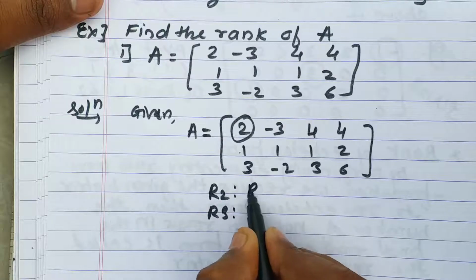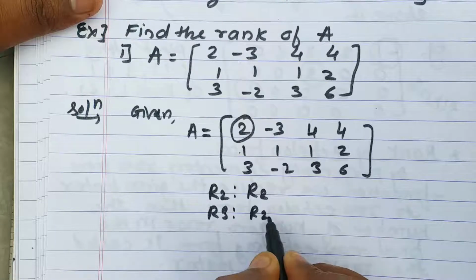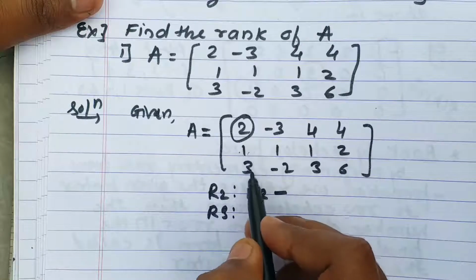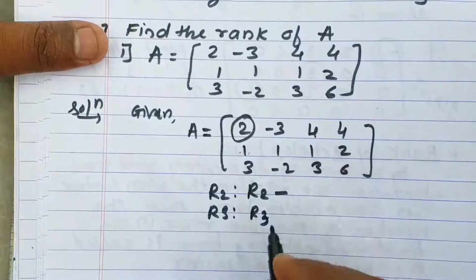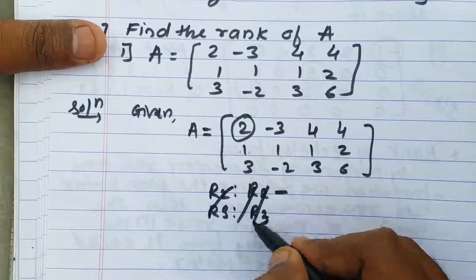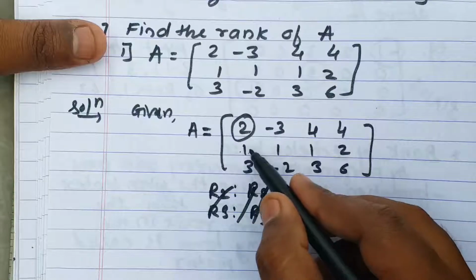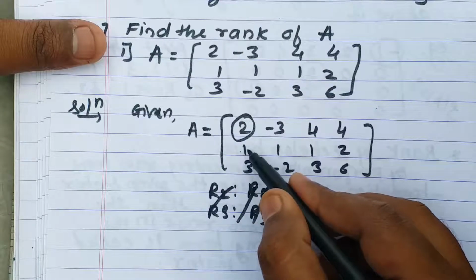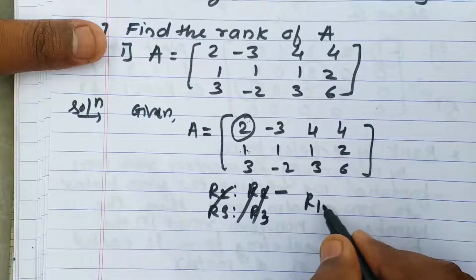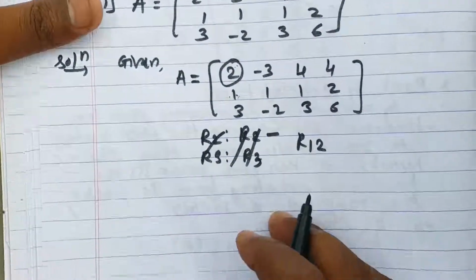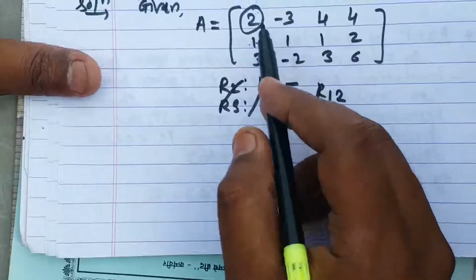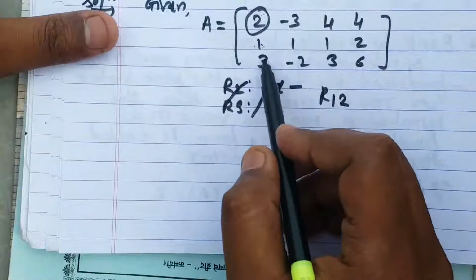So for changing R2 and R3, what transformations are we going to apply? Here we have 1, here we have 3, right? So what can we do? Very first, instead of directly making this 0, we'll take 1 here. For that I will do the interchange of first and second row. Why am I getting 1 here? Because that will be more convenient for making the other entries 0.